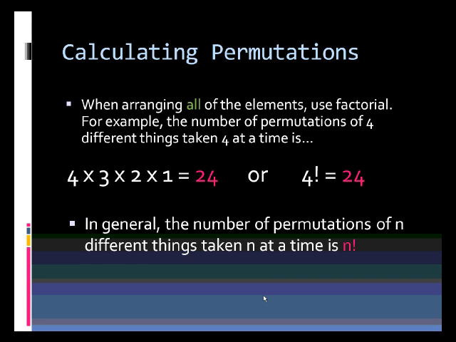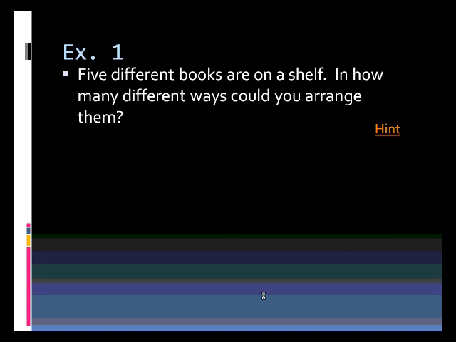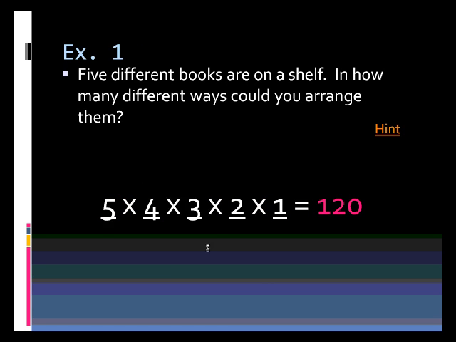So let's try this next example. 5 different books are on a shelf. In how many different ways can we arrange them? How would we do that? 5 factorial. We're arranging all 5. So 5 times 4 times 3 times 2 times 1, or 5 factorial. Now, is your answer 5 factorial? No. What's your answer? 120. The factorial is how you get to your answer. It's not your actual answer.